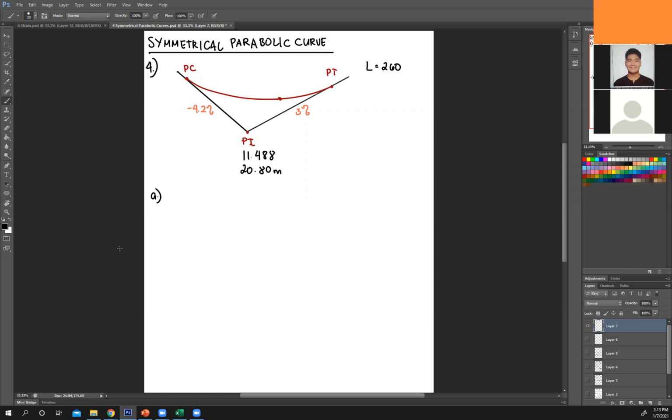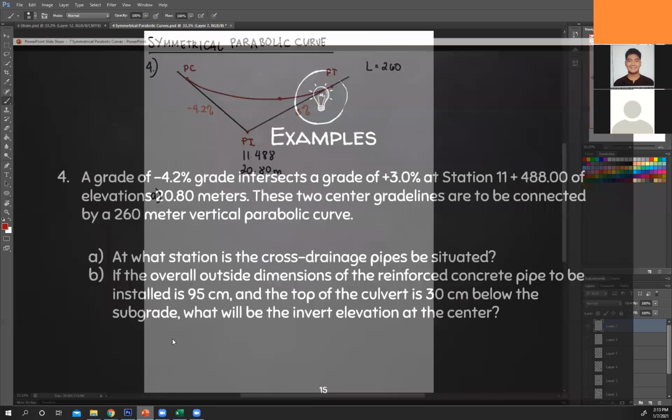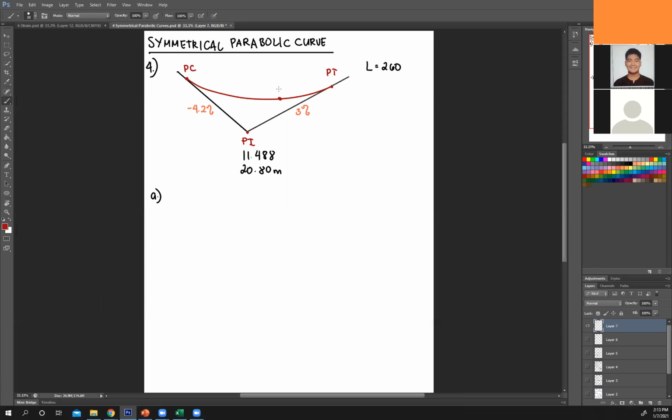So it's the lowest point of your parabolic curve, or at the sag for this case. So we're looking for the elevation of that point. So we're looking for the first station. So let's call that point Q. Okay. So we're looking for the elevation of Q. Correct, Reynald, it's also the lowest.